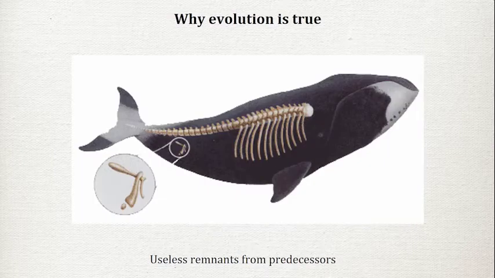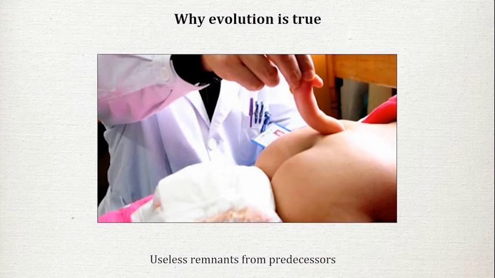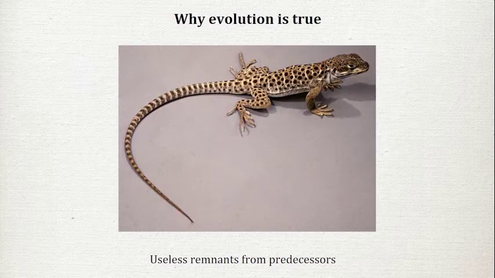Whales have inherited a useless pelvis from one of its ancestors. Like Pakicetus. And some babies are born with a tail. Inherited from reptiles.